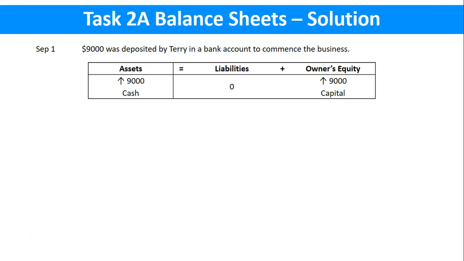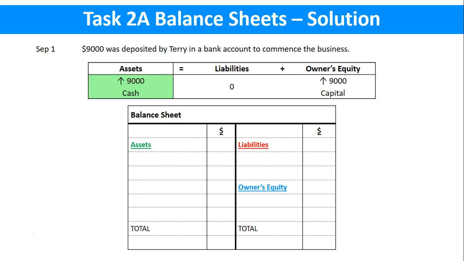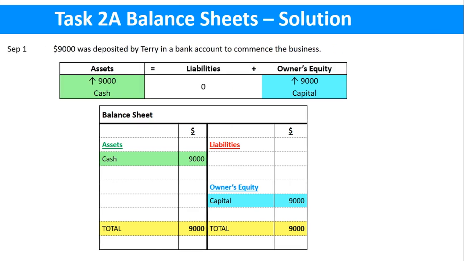No effect on liabilities. Putting that into a balance sheet, we'll put the cash on the left-hand side for $9,000. We'll put the capital under owner's equity for $9,000. Total each side, and we get $9,000 on each side, so our balance sheet is in sync.